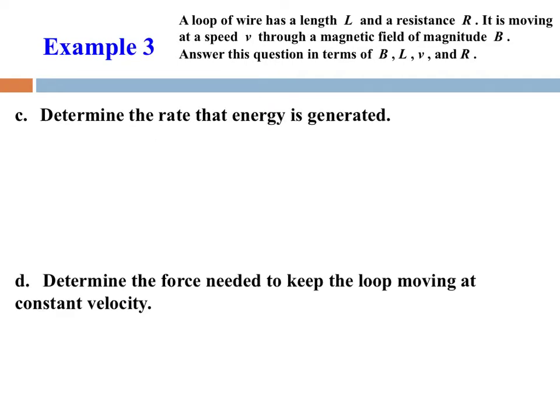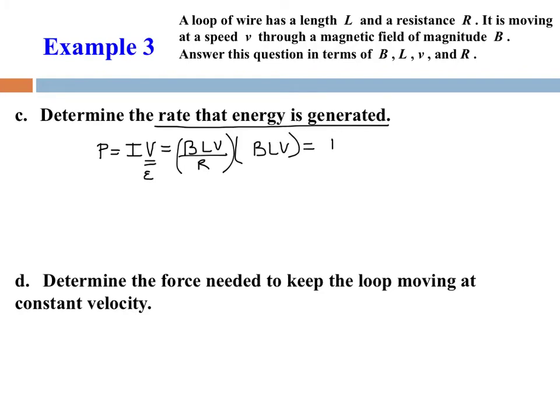Here we're asked for the rate that energy is generated, which is just power. We said before that power is equal to current times voltage. In this case, current is BLV over R, what we saw in the previous example. Our voltage, or EMF, is going to be BLV. So if we simplify this, this is B squared L squared V squared over R.